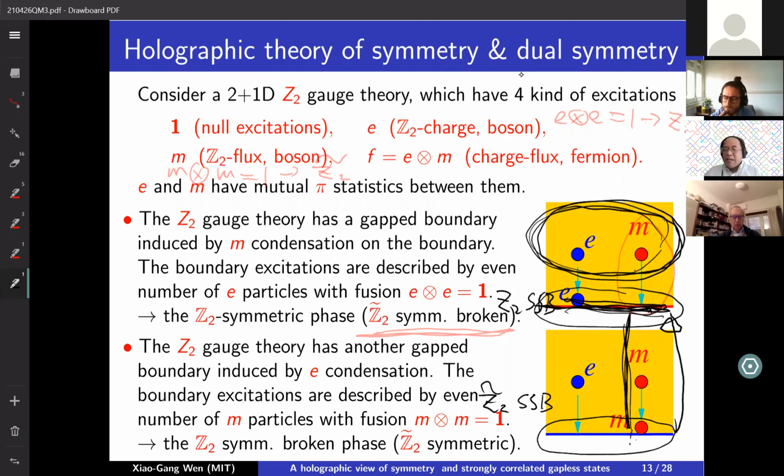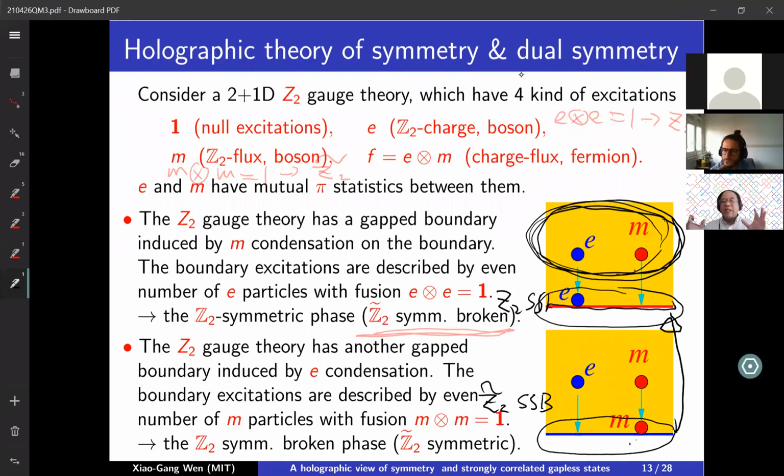So from here we can see that the gapless system is basically a boundary of a topological order in one higher dimension where nothing condenses. So there's a close connection between gapless states and topological order in one higher dimension. If nothing condenses, you may have some gapless states. And then we can use a topological order in one higher dimension to label different gapless states. Or another way is you can use a categorical symmetry to label different gapless states. So this is the picture we try to push.